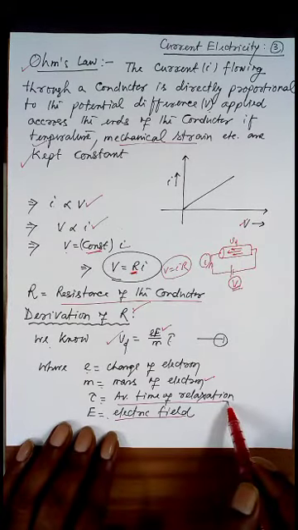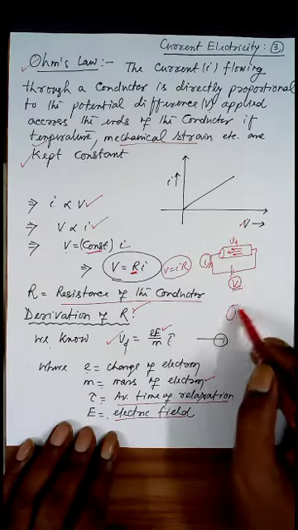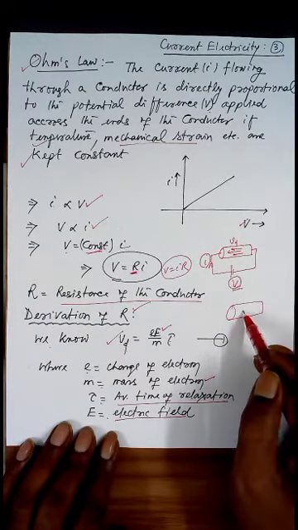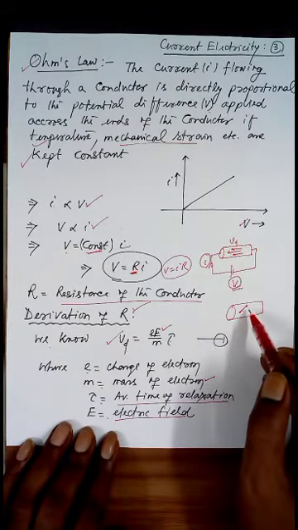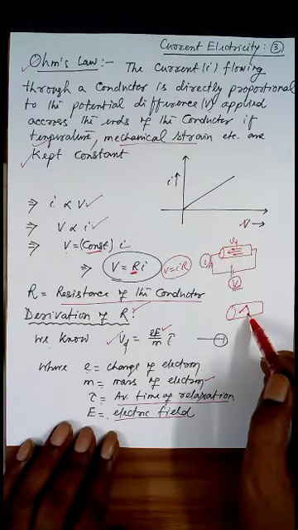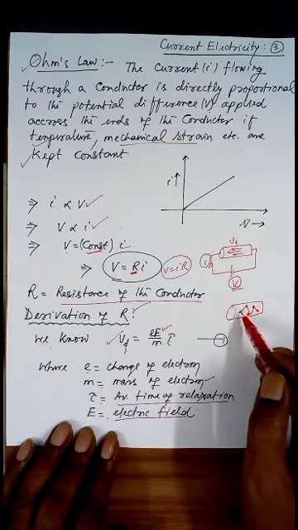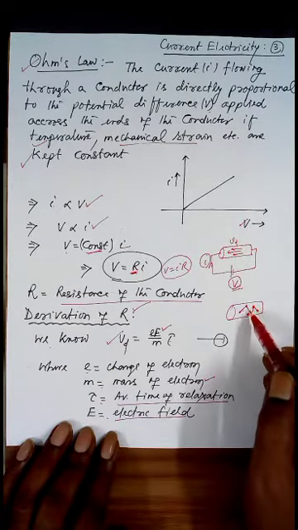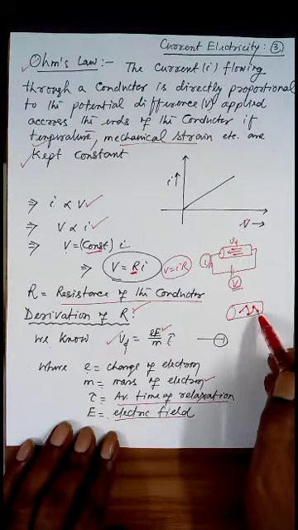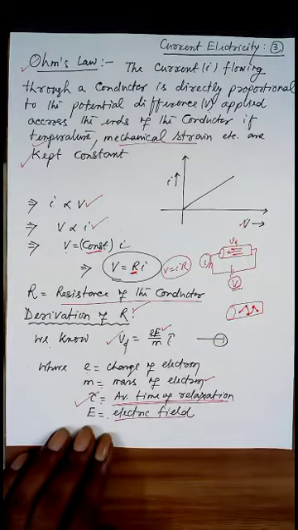Average time of relaxation means this: as the free electron is moving within the conductor, it collides with an ion or an atom here, and again collides here. So there is a time from here to here, again a time from here to here, and so on. The average of that time is called the average time of relaxation.